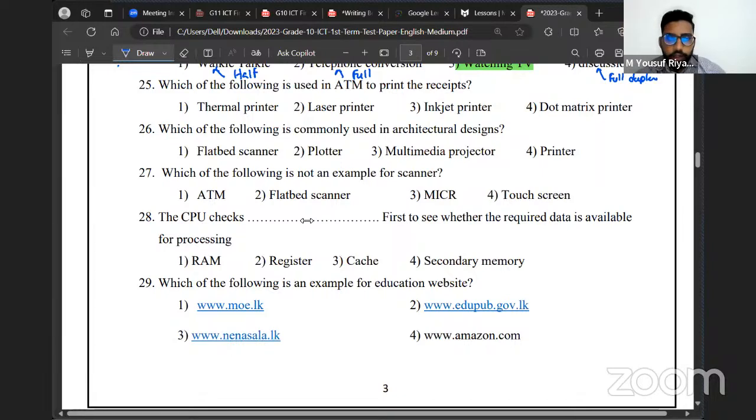Right. Which of the following is used in an ATM to print the receipt? Okay. What is discussion meant here? Discussion, like let's say we both are talking to each other face to face. If both of us are talking face to face, we can talk at the same time, right? I can interrupt your communication. So it's a full duplex communication.